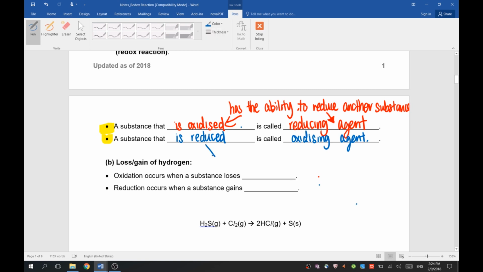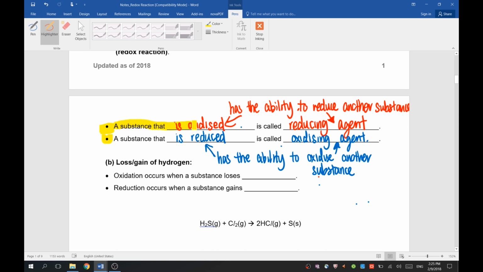Next, if a substance is being reduced, it means that it actually has the ability to oxidize another substance. Hence, we actually call it the oxidizing agent. So this is a new terminology for you, and you actually see this quite often in the questions. Okay, so basically, a substance that is being oxidized, we call it the reducing agent. And something that's being reduced is the oxidizing agent, which is the opposite. Okay, so this is something for you to keep in mind.